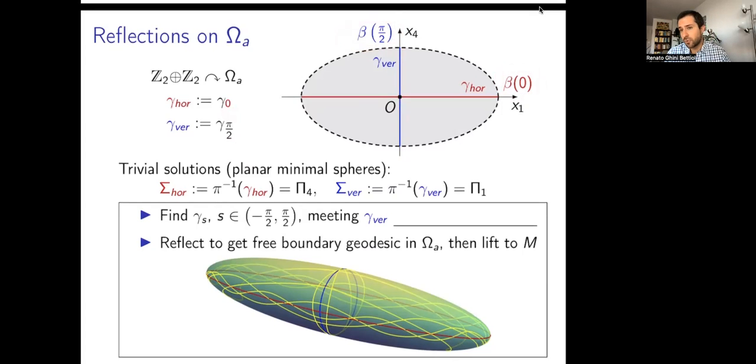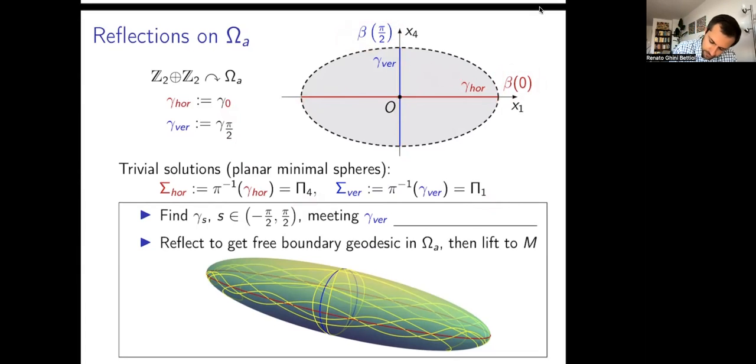These geodesics, of course, correspond to trivial solutions upstairs. They correspond to planar minimal spheres upstairs. This guy here corresponds to setting x4 to be 0, so that's pi 4. And this one, the vertical geodesic, corresponds to setting x1 to be 0, so that's pi 1. So we knew these were there to begin with, right?